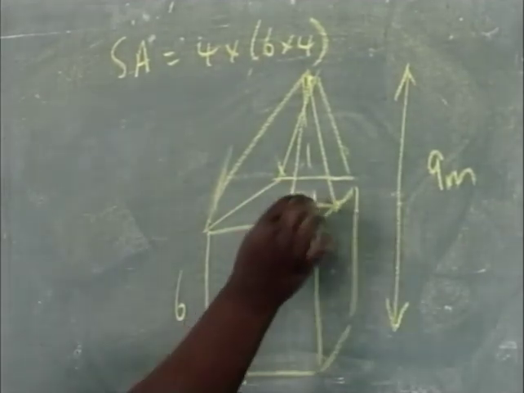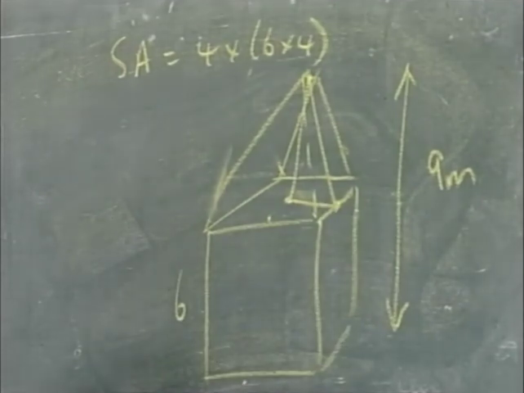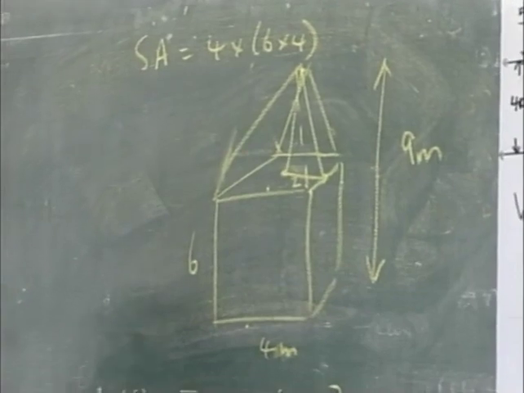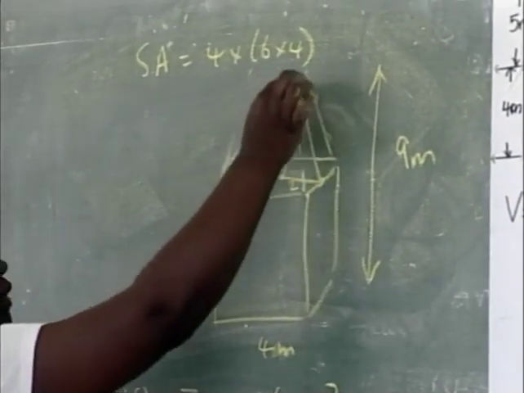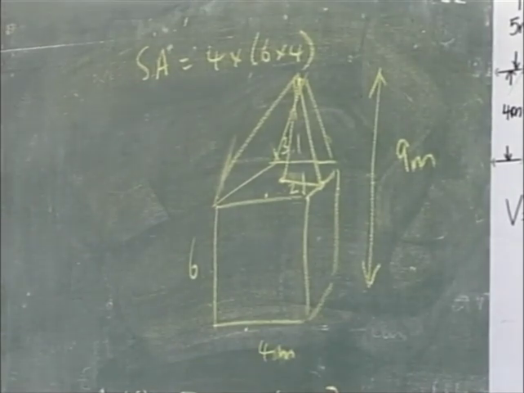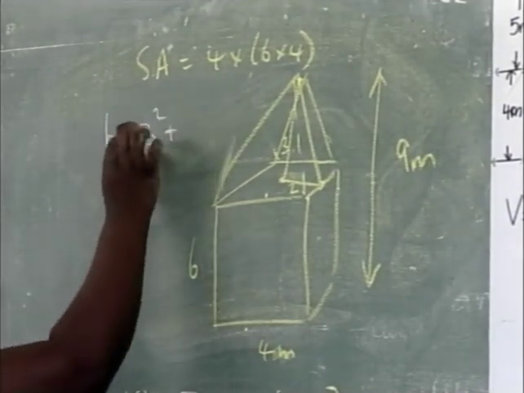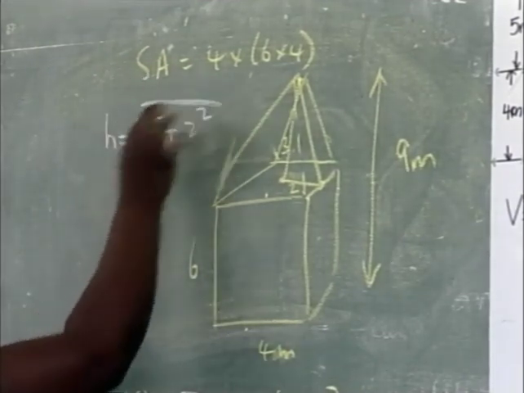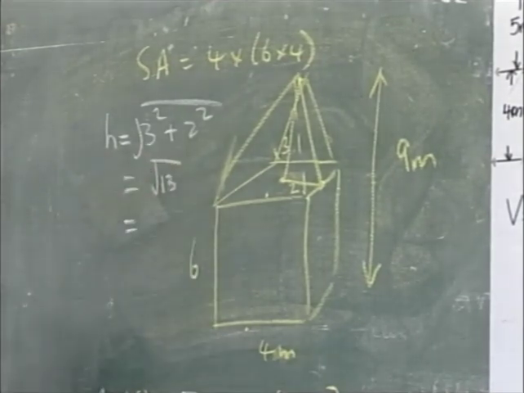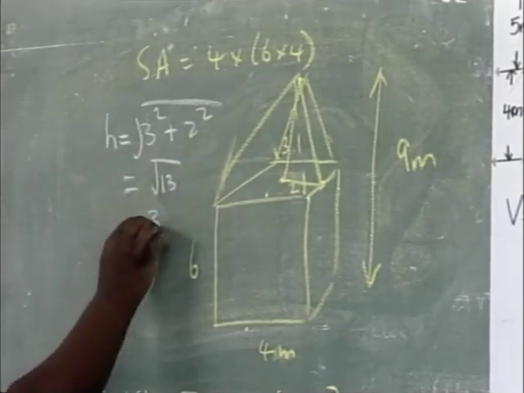So what you can do is you can actually find the length. From here to the middle, because this is 4 meters, from here to here is going to be 2, and then 3. To find this, you'll have to use Pythagoras' theorem. I'm going to call the perpendicular height to one of the faces h. It's 3 squared plus 2 squared, and that's 9 plus 4. Is it the square root of 13? 3.6.